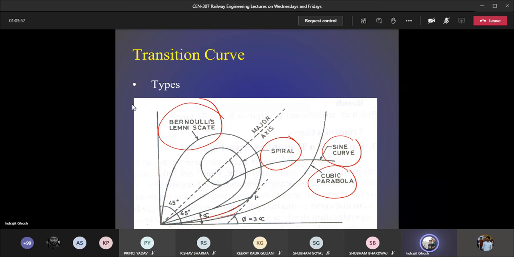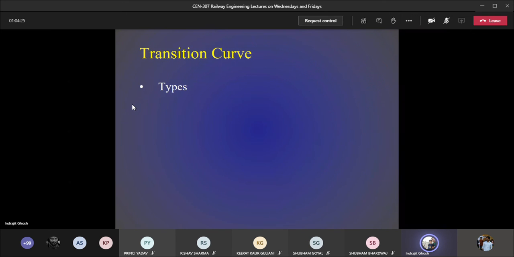That's what we want. So we have a straight track. We want R infinite to R 300. So we need something that, as we move forward, we will be able to see that the radius is decreasing. Otherwise, we will not be able to meet these two ends. Okay, so there are various shapes which provide this gradual decrease in the radius. So let us see them one by one.